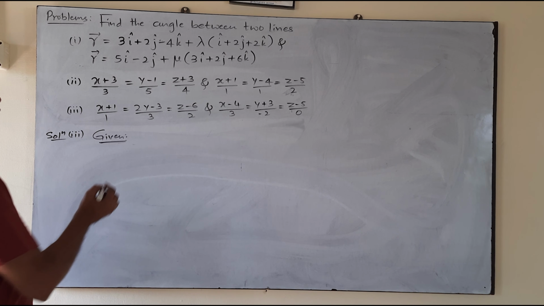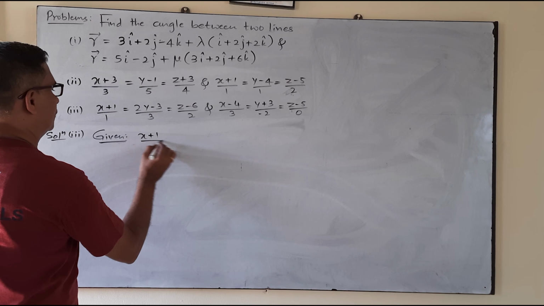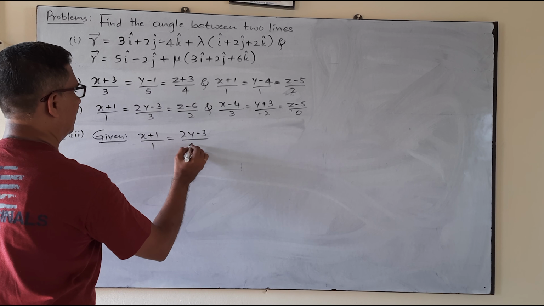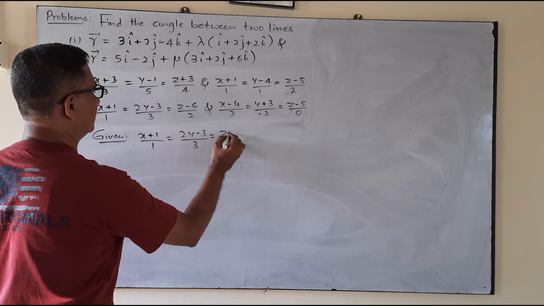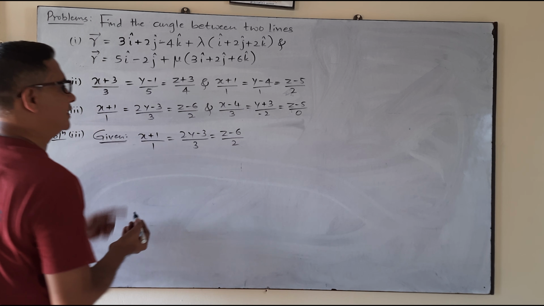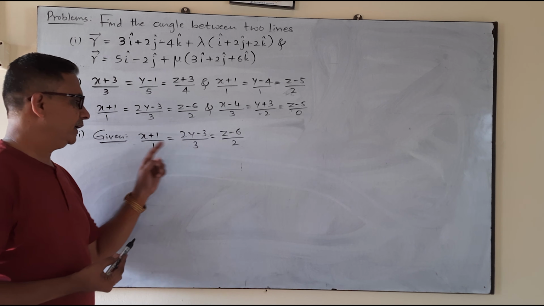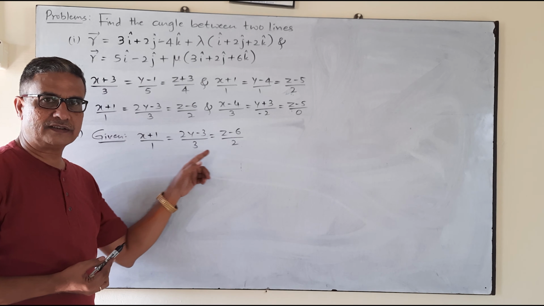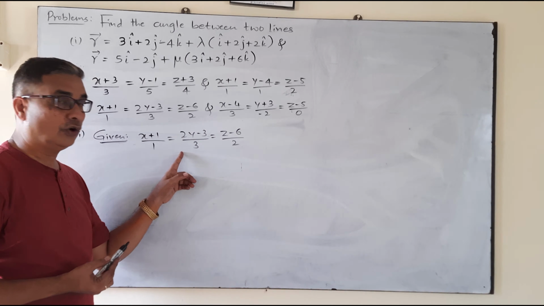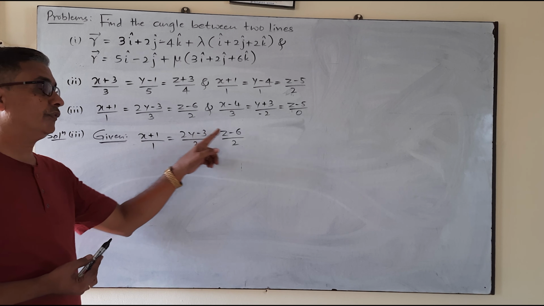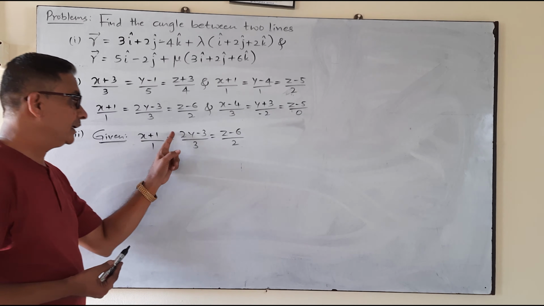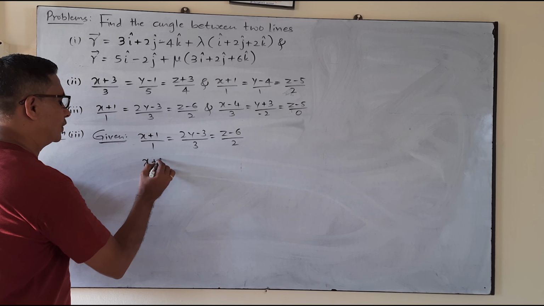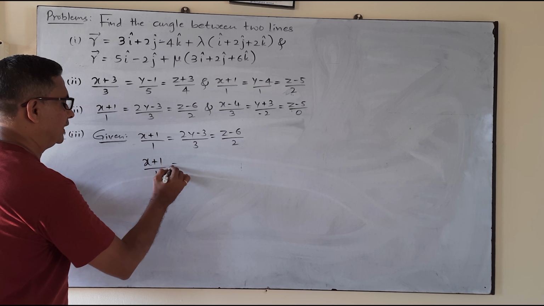Third problem. Look: x plus 1 divided by 1 is equal to 2y minus 3 divided by 3 is equal to z minus 6 divided by 2. Observe whether the first line is in the form of the Cartesian equation of a line. No, because the coefficient of x, y, z should always be 1. But here the y coefficient is 2. So first we have to convert it. How to convert it? Okay, x plus 1 divided by 1.